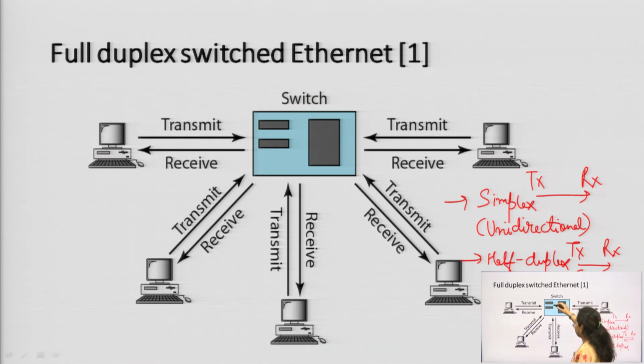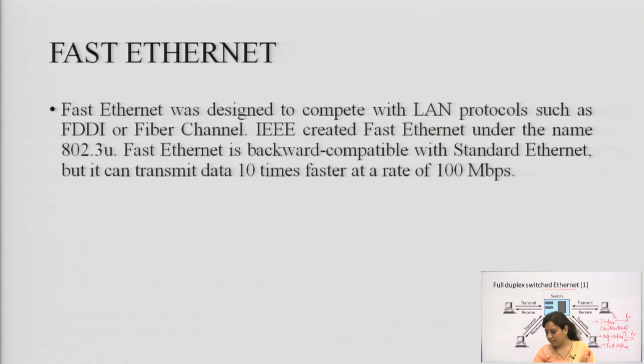So, this is the setup used in full duplex switched Ethernet. A switched intermediate node has been used, and all the devices connected will transmit data in both directions. So, it can transmit and receive at the same point of time. So, this is the full duplex condition.